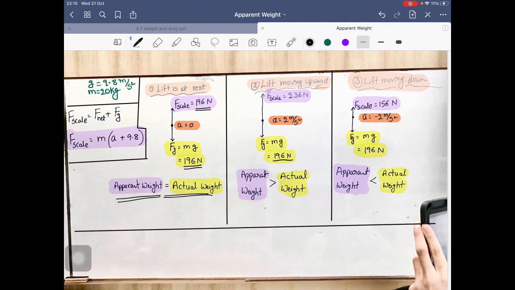Or let us say the string of the lift breaks, then the lift will free fall, right? So the acceleration of the lift will be minus 9.8. It's a free falling object. If you substitute minus 9.8 here, you get an F scale reading of 0. What does it mean? When the lift is free falling, the person and the scale both free fall. That means there is no force of the scale on the person. So the scale will show a 0 reading, which we call weightlessness.